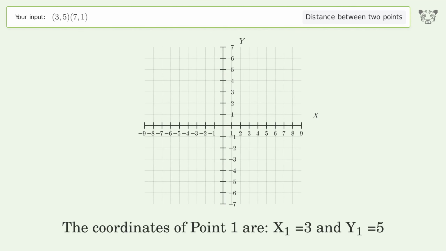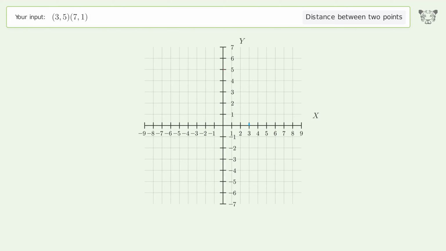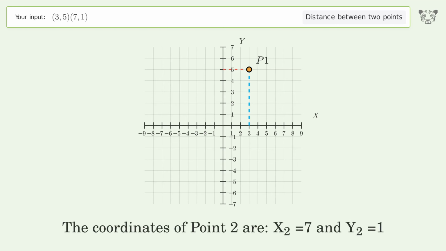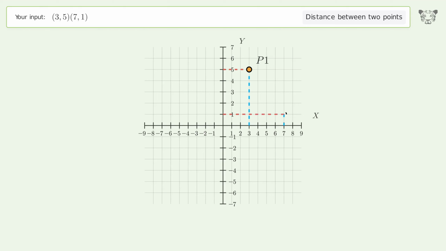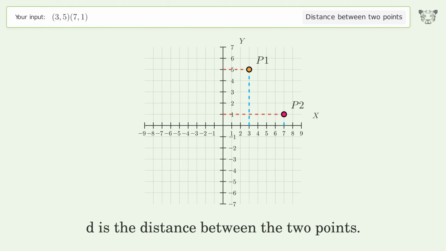The coordinates of point 1 are, x1 equals 3 and y1 equals 5. The coordinates of point 2 are, x2 equals 7 and y2 equals 1. D is the distance between the 2 points.